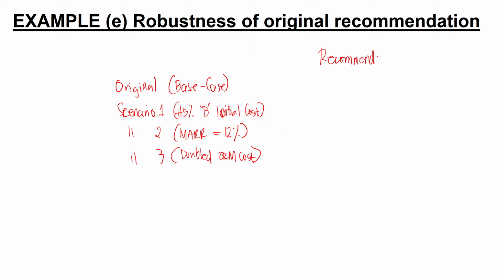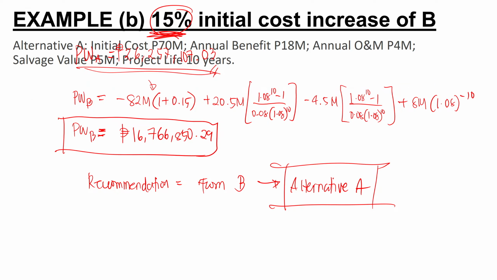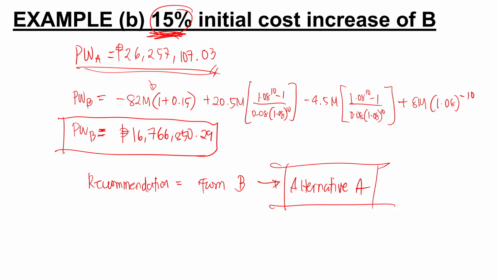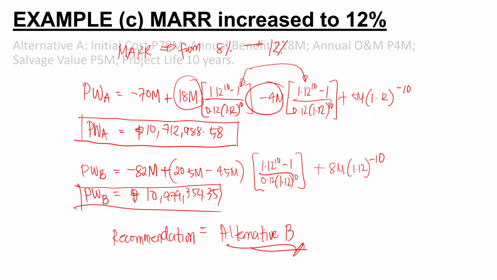So originally our recommendation was alternative B. When the initial cost for alternative B increased by 15%, our recommendation shifted to alternative A. Right? If you go back, this one here. Because of the increase, the present worth of B decreased. That's why we choose alternative A.